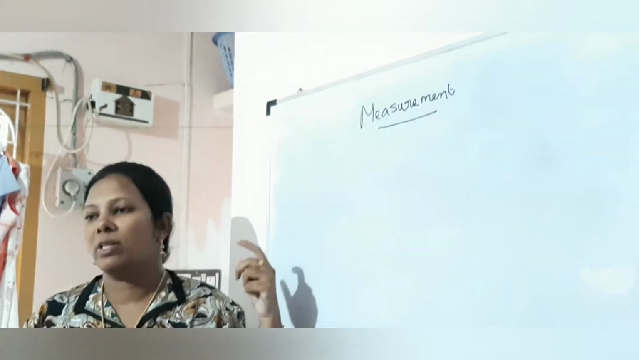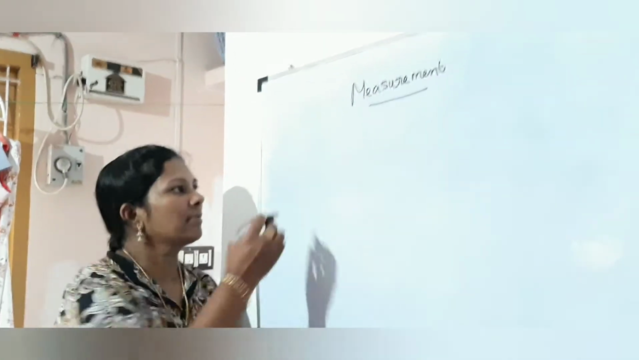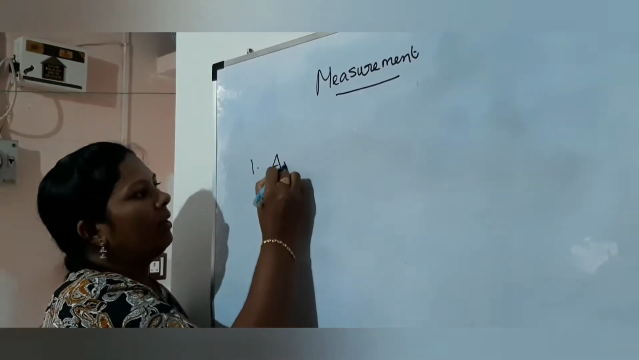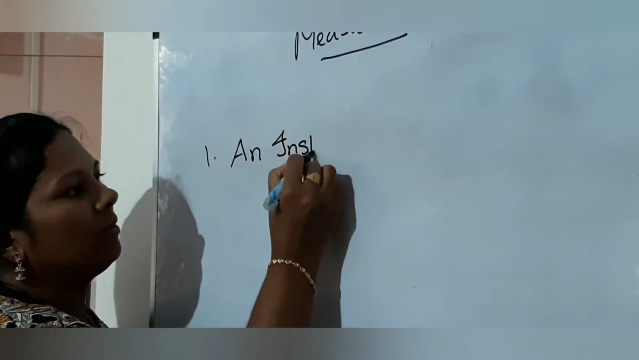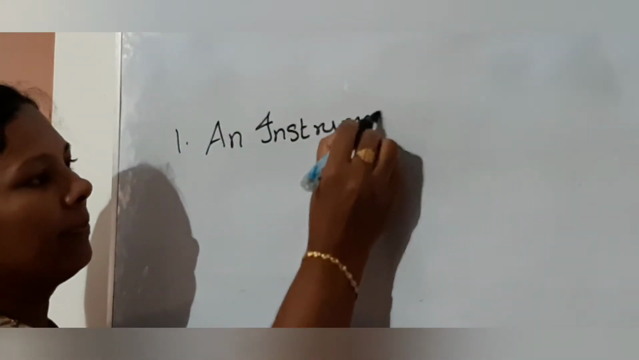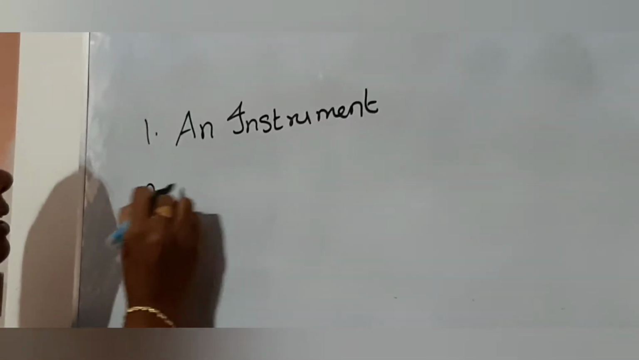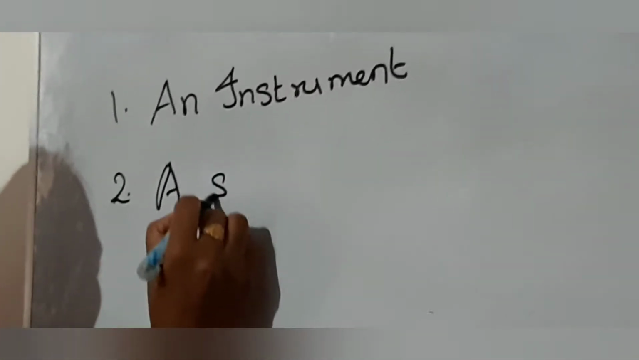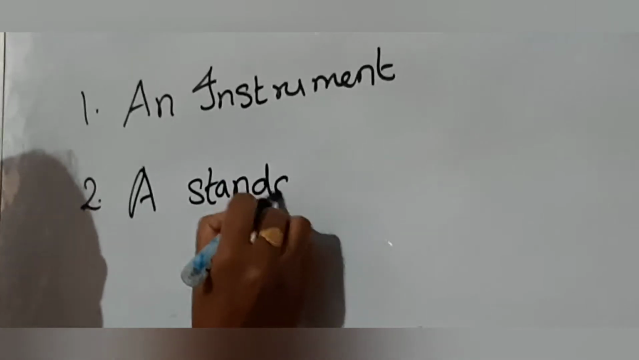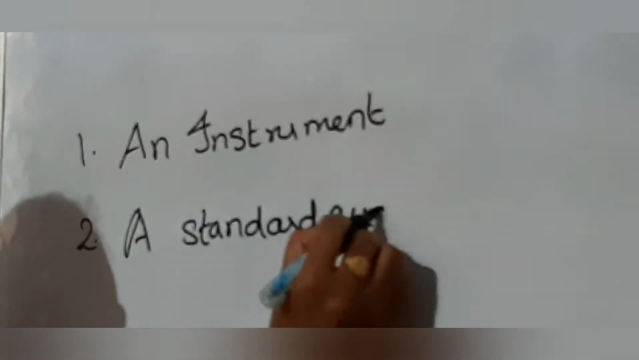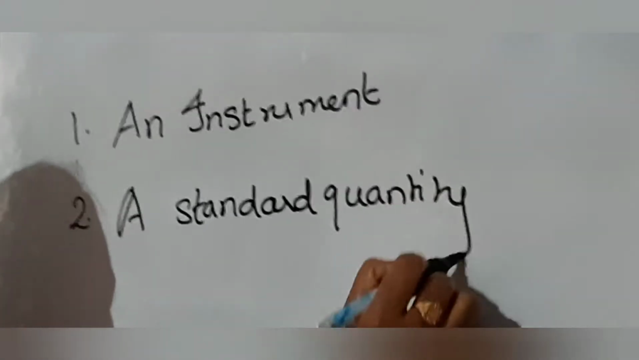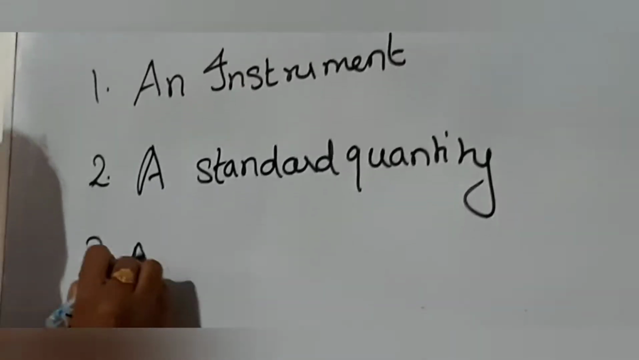For perfect measurement, we need three things. First, an instrument. A standard quantity. And an acceptable unit.